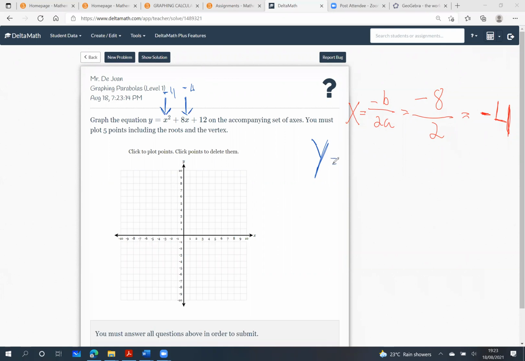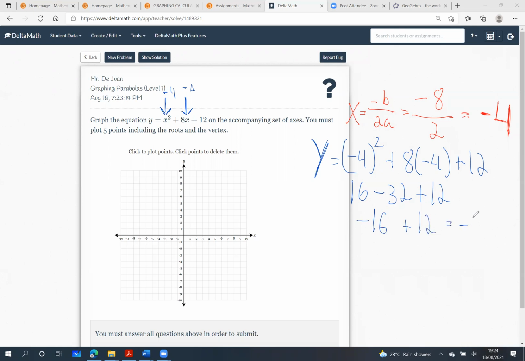So y is going to be negative 4 squared plus 8 times negative 4 plus 12. Negative 4 times negative 4, 16. 8 times negative 4, negative 32, plus 12. So 16 minus 32, negative 16, plus the 12 equals negative 4. So we know that the vertex is at, let's draw the little point, negative 4 x and negative 4 y. There we have it, yeah?